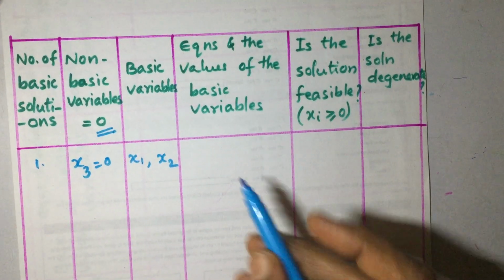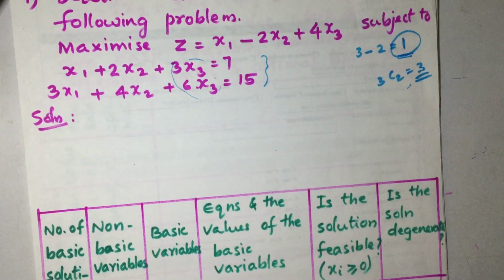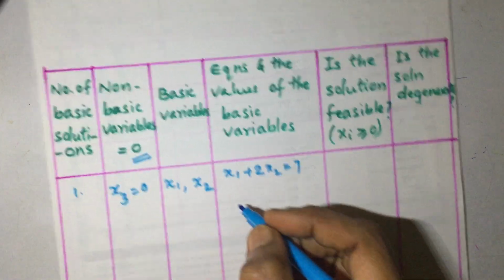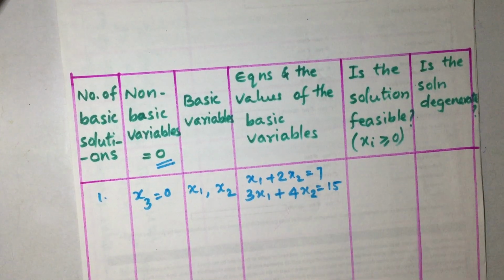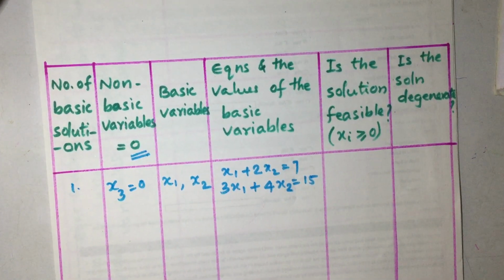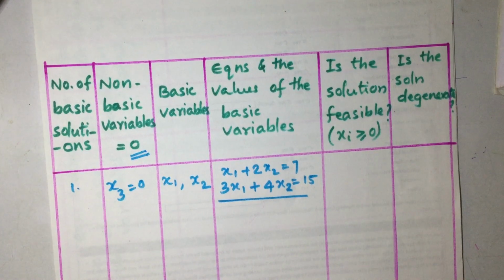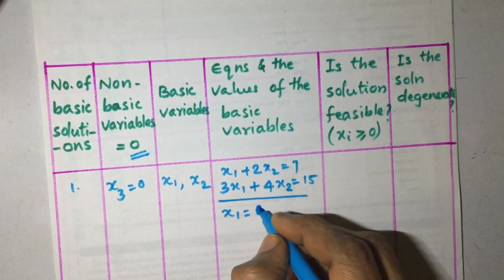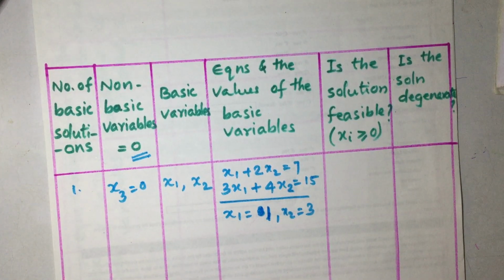Now in the given conditions, put x3 equal to 0. You will get x1 plus 2x2 equal to 7 and 3x1 plus 4x2 equal to 15. So now you have 2 equations and 2 unknowns. While solving these 2 equations, you will get x1 equal to 1 and x2 equal to 3.